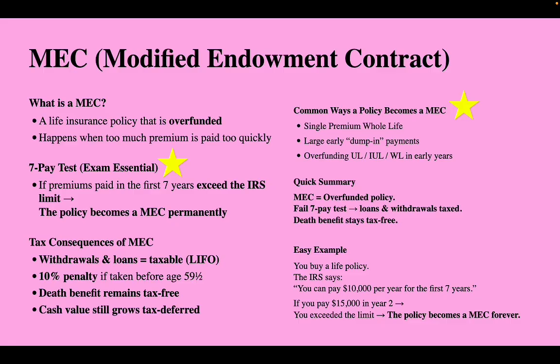Here's a simple example. Suppose you buy a life insurance policy, and the IRS limit says you can pay up to $10,000 per year for the first 7 years. If you pay $15,000 in year 2, you've exceeded the limit. The policy now becomes a MEC, and it will remain a MEC forever.